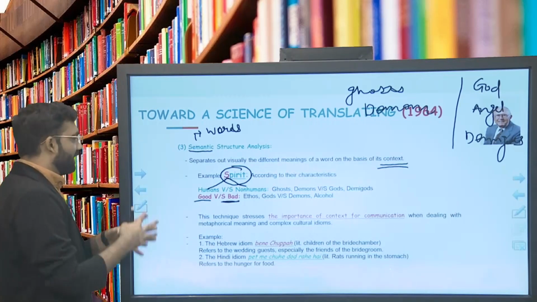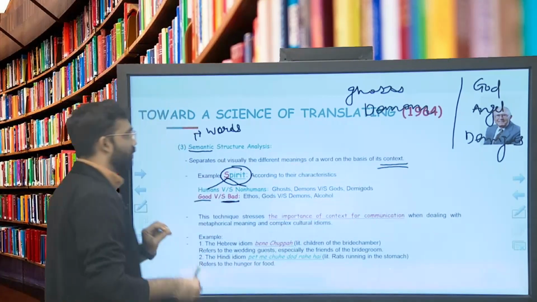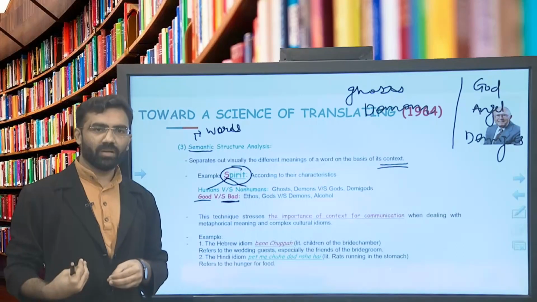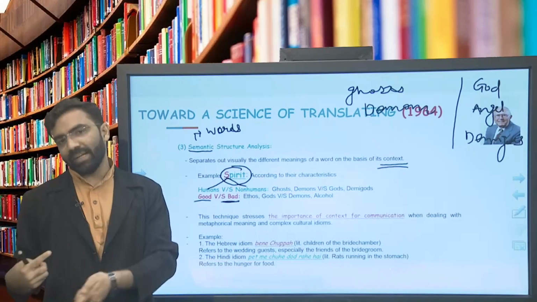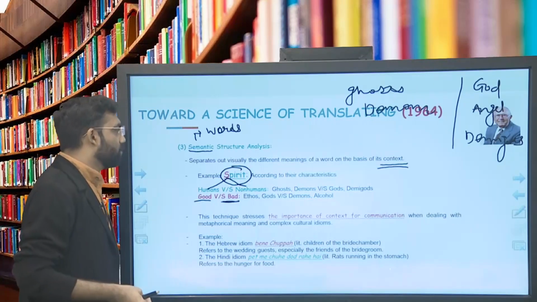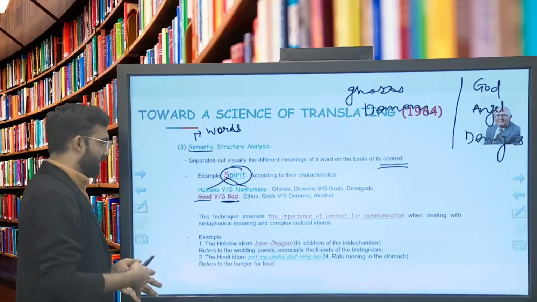What this technique does is stress the importance of context for communication, in which context the particular word is used. This technique helps you to understand in which context the particular words are used when you are dealing with the metaphorical meaning and complex cultural idioms.